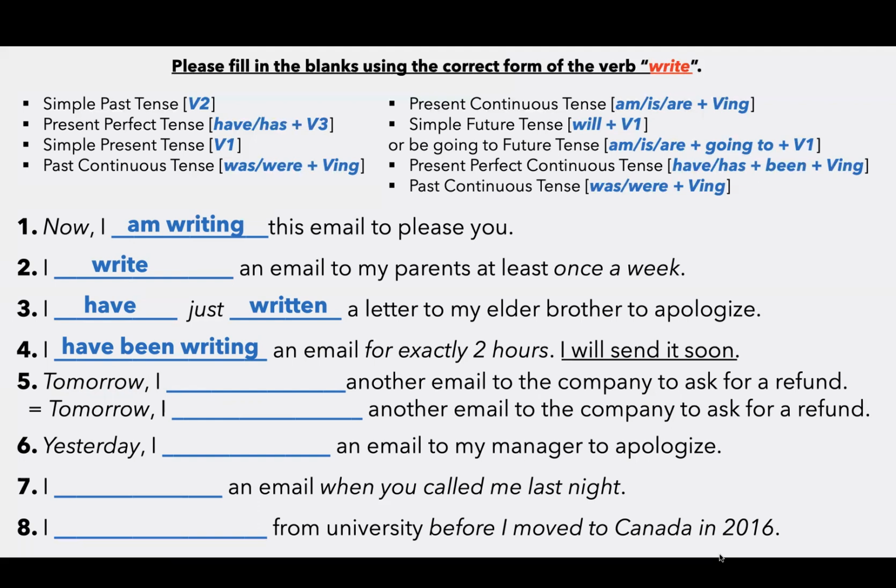So tomorrow, it's about future. I will write another email to the company to ask for a refund. Or tomorrow, I am going to write another email to the company to ask for a refund. So the first one is simple future, will write. The second one is be going to future. Am going to write.